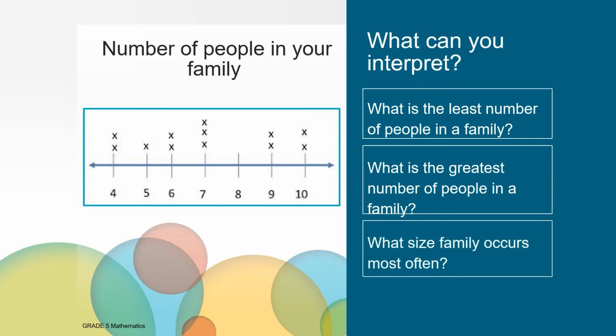What size family occurs most often? Yes, 7 is the size of family that occurs most often in this data set. I know this because 7 has the most number of X's, which means that 7 is the mode. What does this line plot tell us? Well, one possible statement that could be made is that of the people who answered this question, everyone had at least 4 people in their family, and at most 10 people in their family.